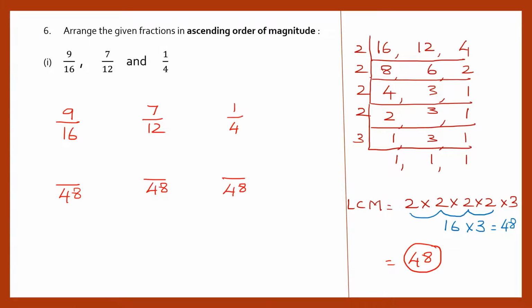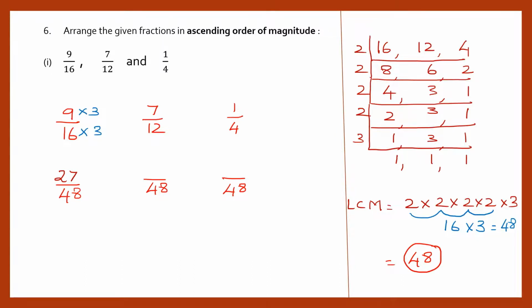Okay, now let's check the numerators. We're going to find new numerators now. So 16 into what is 48? 16 threes are 48. Let me multiply 9 by 3. 9 threes are 27.